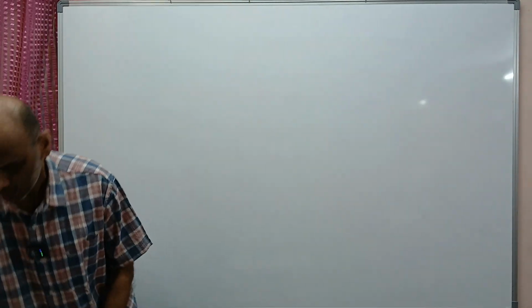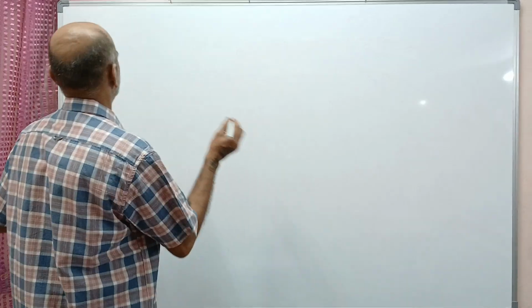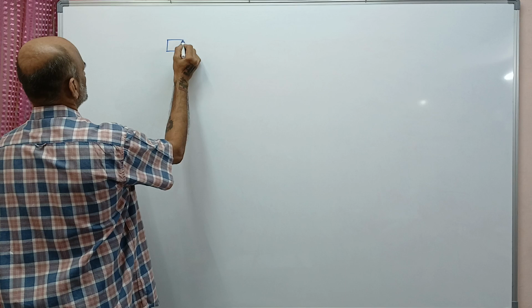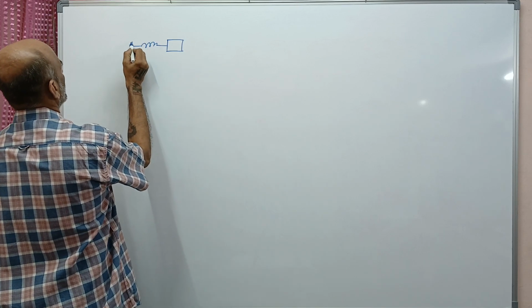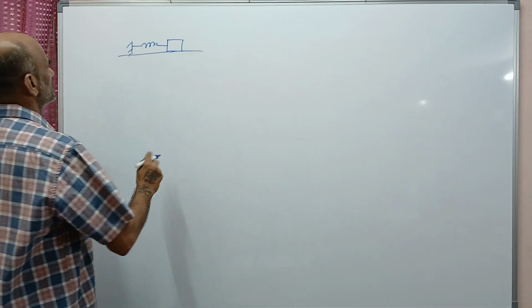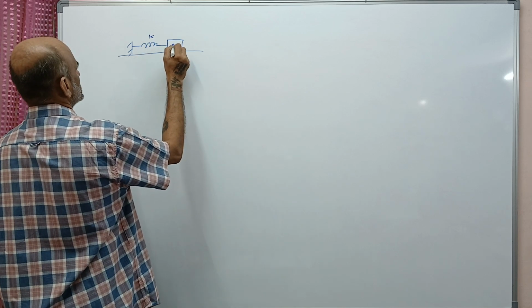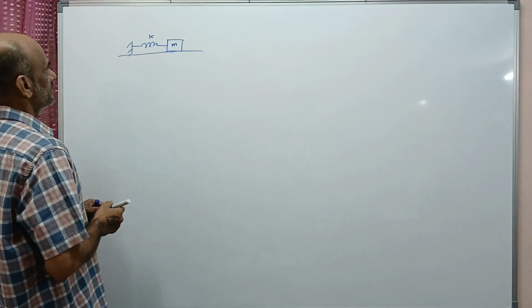In this video, I will discuss the JEE Advanced PYQ from the topic Simple Harmonic Motion. First, I'll give some basic ideas. Consider this spring block system. It's on a horizontal surface, spring constant K, and mass of the block is M. So this is the natural length of the spring.